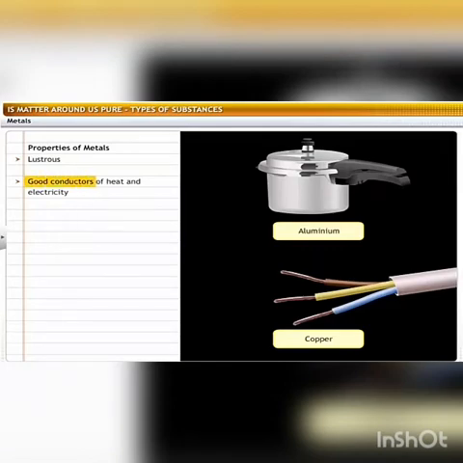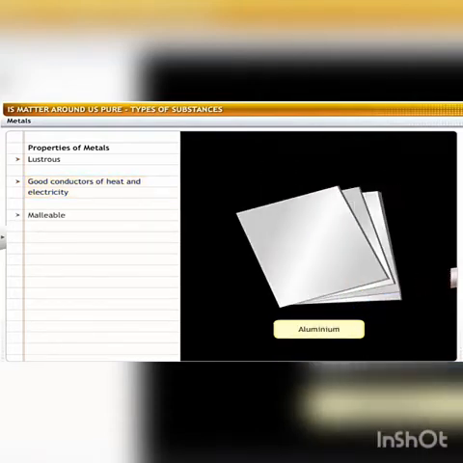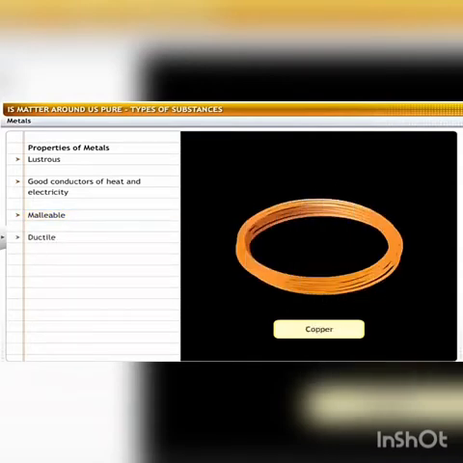Metals are good conductors of heat and electricity. As metals have free electrons in them, they are able to conduct heat and electricity. For example, copper. Metals are malleable, meaning they can be hammered into thin sheets. For example, aluminium. Metals are ductile, which means they can be drawn into wires.